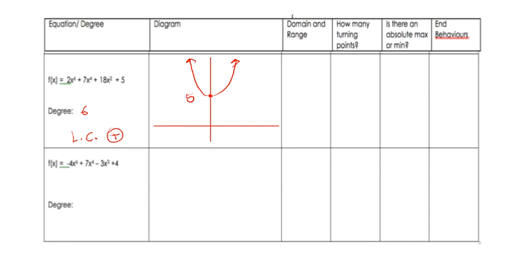Can you guys tell me what's the domain for this? How about the range? How many turning points? Absolute max or min? Min at y equals 5. And behavior.